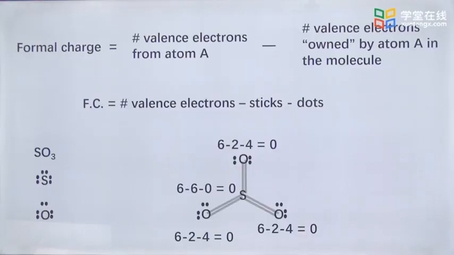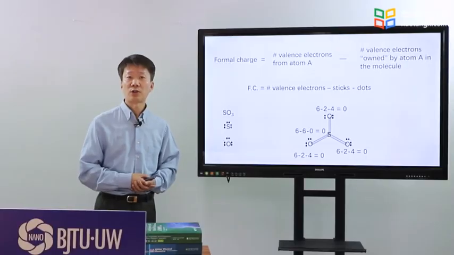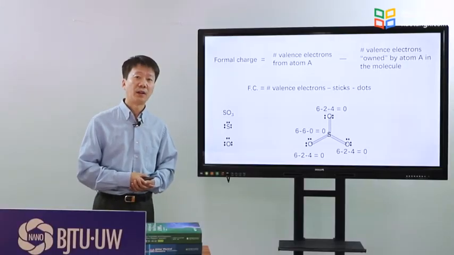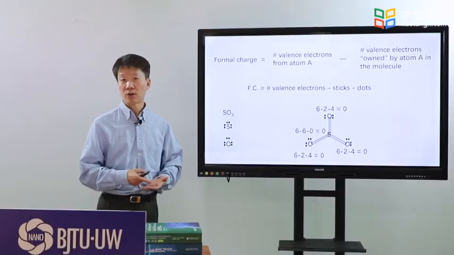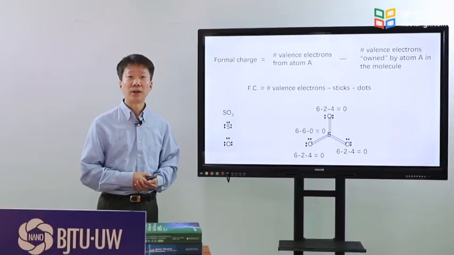How do we know the most possible Lewis structure for a molecule? We have to evaluate the formal charge of a given structure. The lower the formal charges for an atom, the more possible the structure for a molecule. Formal charge is defined as the difference between the number of valence electrons from an atom and the number of electrons owned by the atom in the molecule.